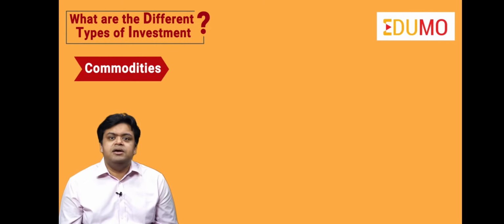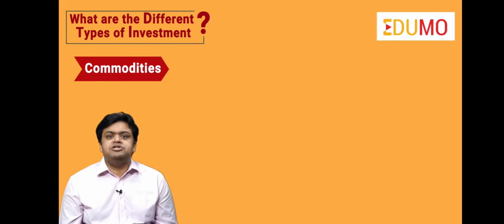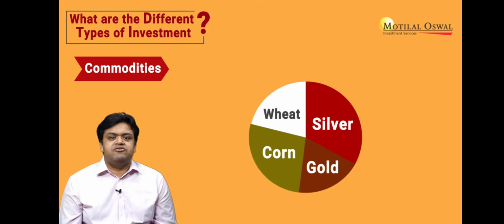The next is commodities. These generally tend to move in opposite direction compared to stocks. It is a good way to diversify one's portfolio. Examples of commodities could be wheat, corn, gold, silver, etc.